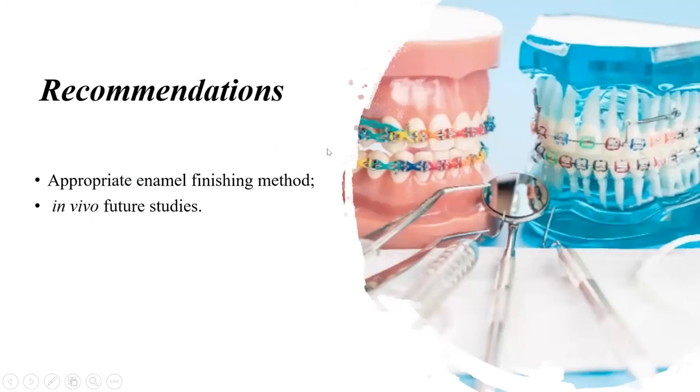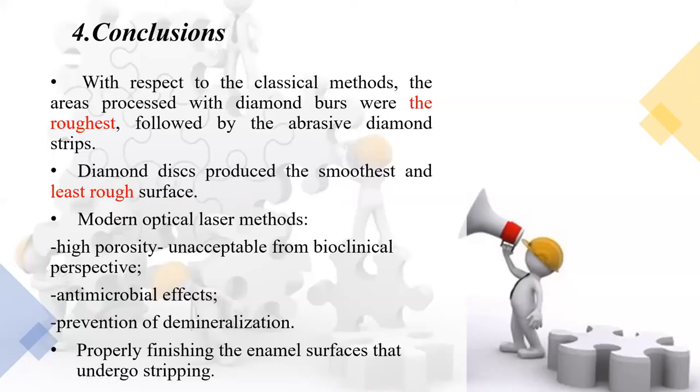Some recommendations for these methods: an appropriate enamel finishing method must be performed, and in vivo future studies must be performed as well to see the response of the patient. And in conclusion, the areas of the teeth processed with the diamond burs were the roughest, followed by the abrasive strips. We saw that the smoothest area was achieved by stripping with the diamond disc.